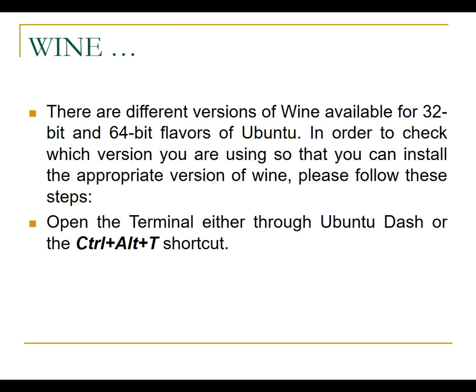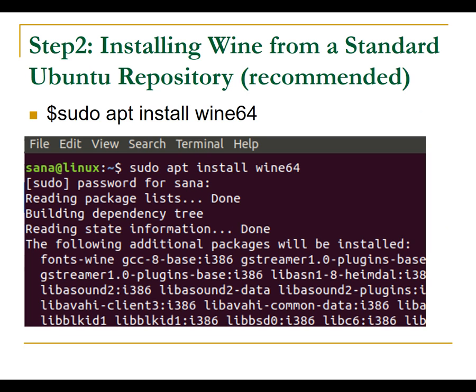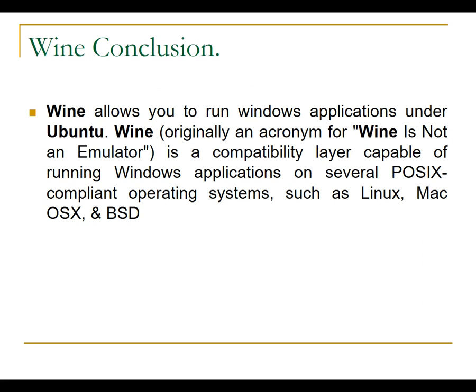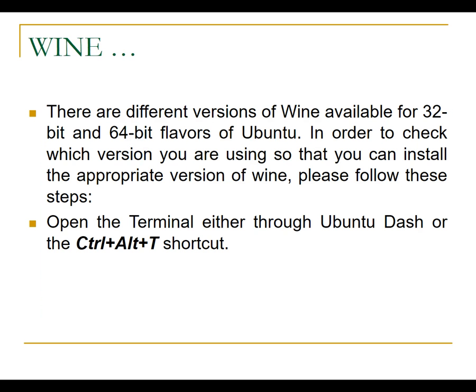The next topic of discussion is Wine. Wine comes in two different formats, that is Windows 32-bit and Windows 64-bit. It totally depends on the operating system which you have installed.